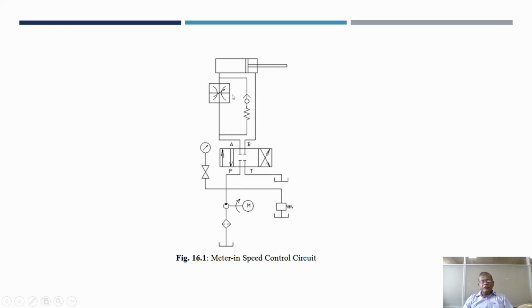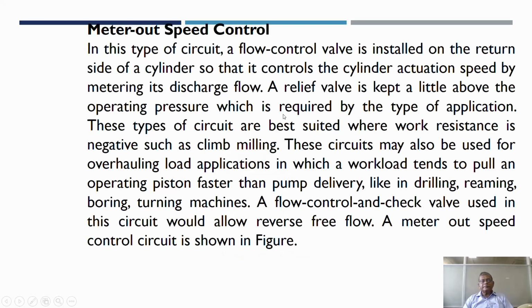Since the flow is controlled during the forward direction this way, we call it a meter-in. So suppose we have a flow control valve on this side. Let us see next what we call a meter-out speed control.